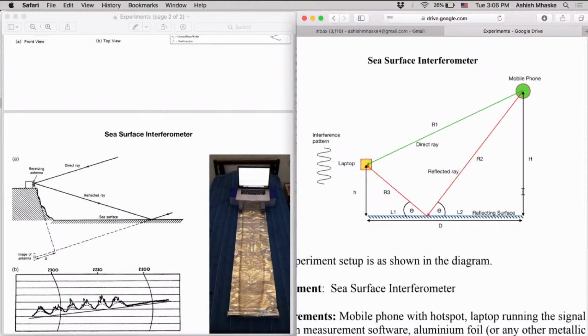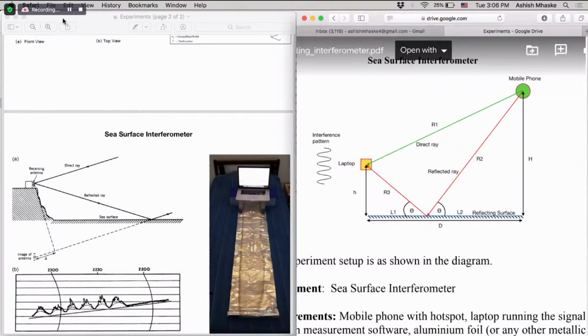So the instruments, because interfering again and again, varying the height, we would also have to change the location of the foil. Correct. So it would be discrete measurements rather than a continuous pattern.